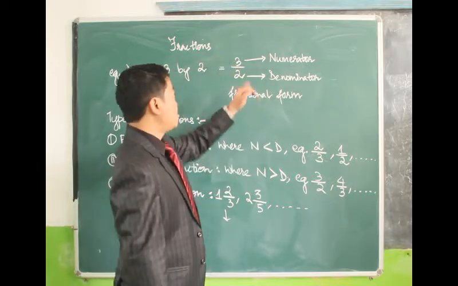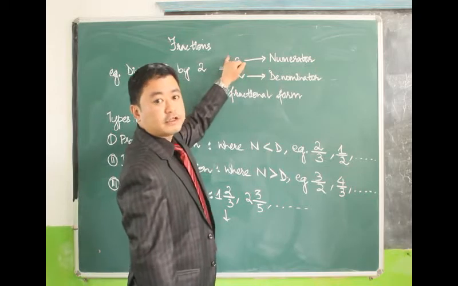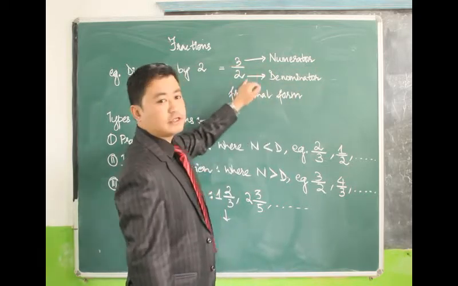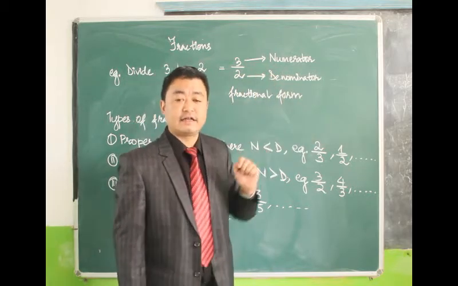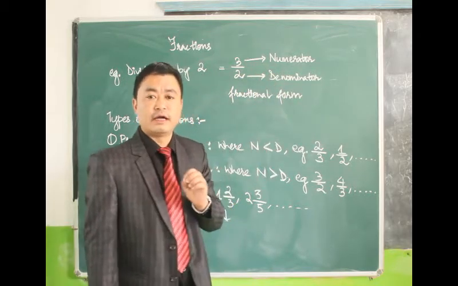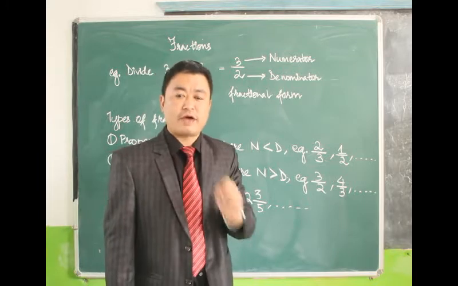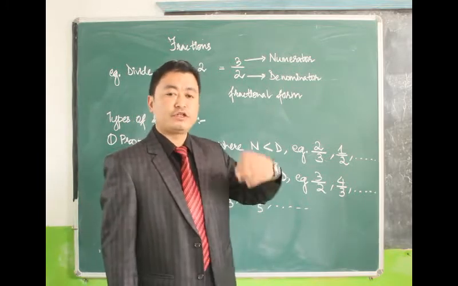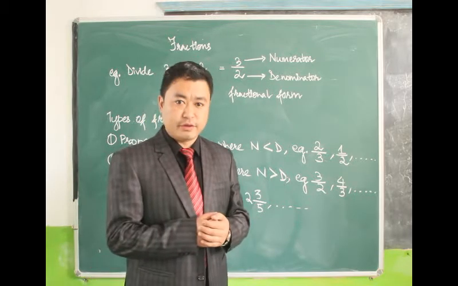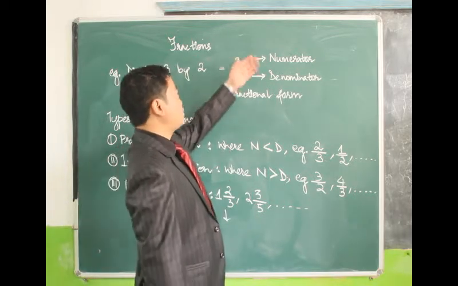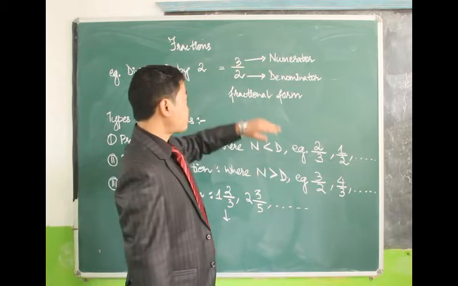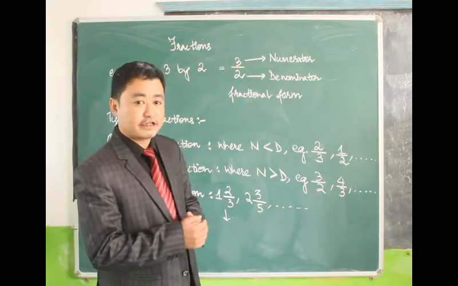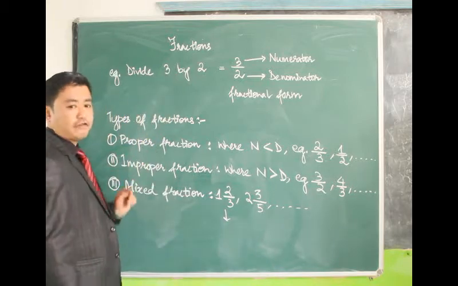The part which is written above is known as our numerator, and the part which is written below is known as our denominator. These are very important terms. You need to memorize or understand exactly which one is called numerator and which one is called denominator. Remember always, the above part is the numerator and the bottom part is the denominator.